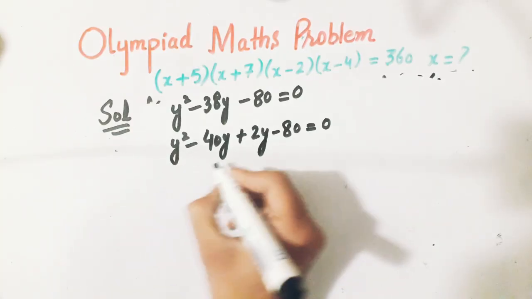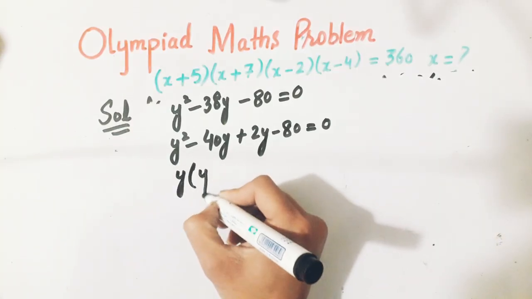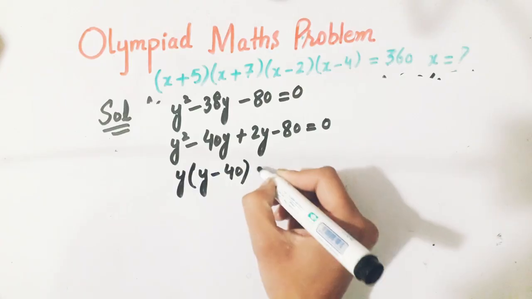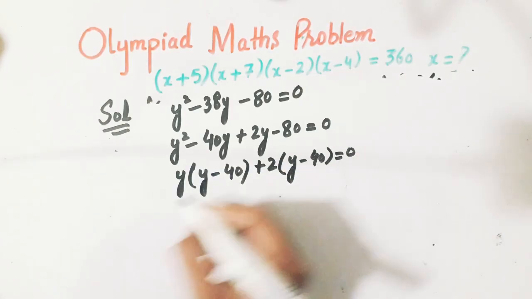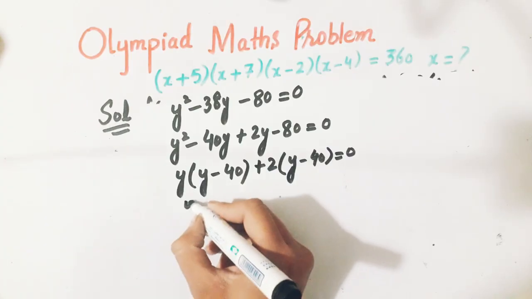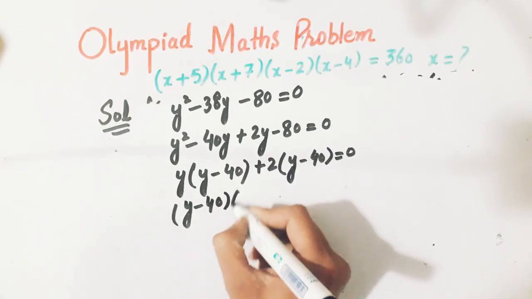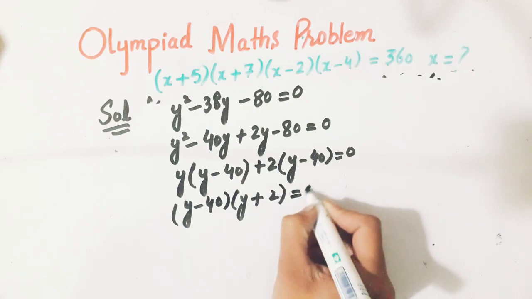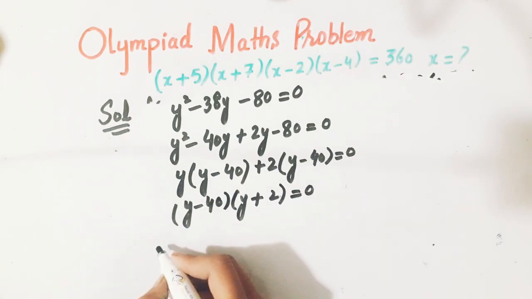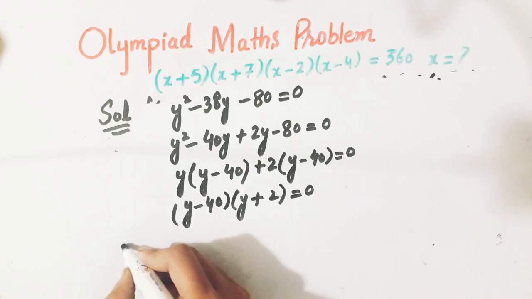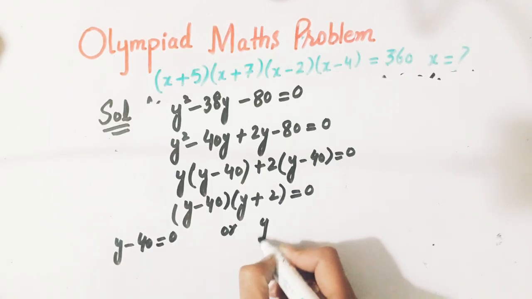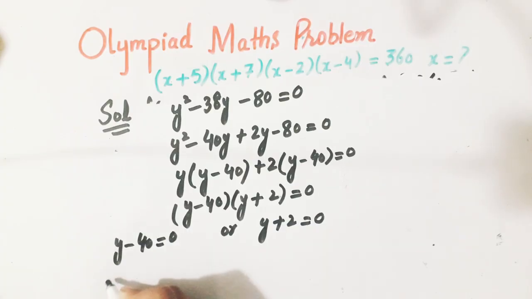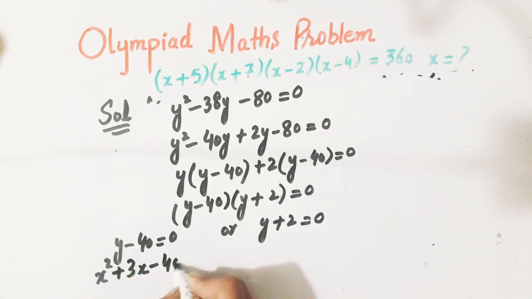Now we will take y as common from this. So remaining is y minus 40, and plus 2 is common from this, so we get y minus 40. So the factors are y minus 40 and y plus 2. Now we get two factors, y minus 40 equals 0 or y plus 2 equals 0. Now y equals x square plus 3x, so x square plus 3x minus 40 equals 0.